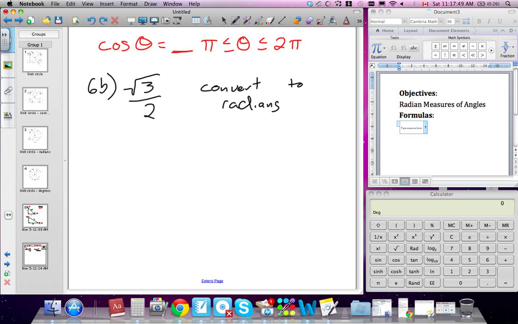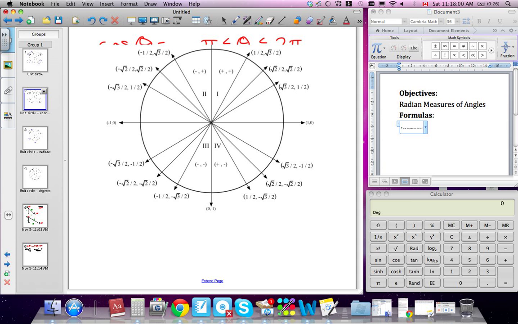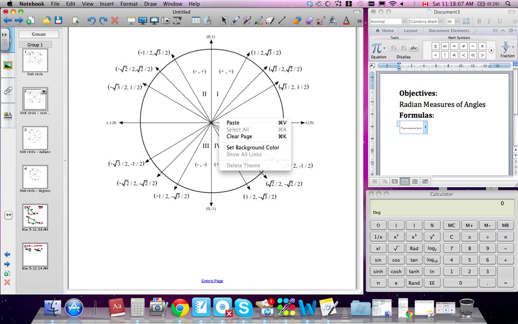So what we're going to do is go to a unit circle, and this is first of all only talking about between pi and 2 pi. So we're going to go to our unit circle grid. We'll copy it to the page. Here's our unit circle. You know what, I'll do it the other way around.